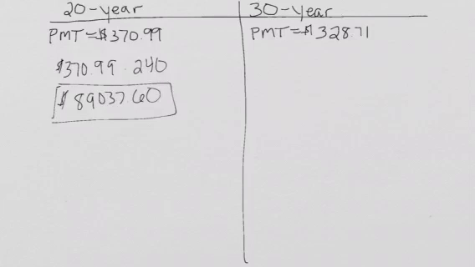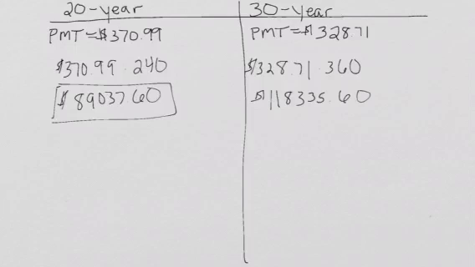Now if we look at the 30-year mortgage, we're going to pay $328.71 monthly for 30 years, so times 360 payments, and that gives me a total of $118,335.60. That's how much we would pay overall for the 30-year. Now we've got to see how much interest we save going the 20-year route.